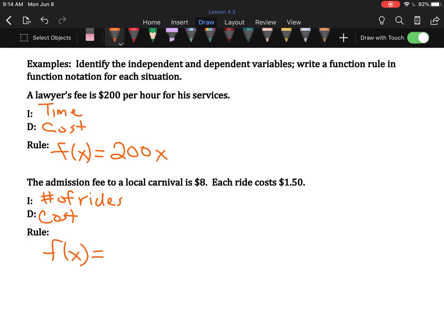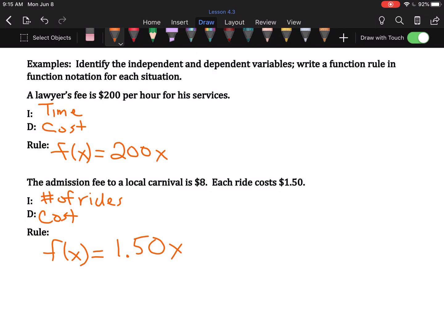Well, let's deal with the independent variable first, that number of rides. And for anybody that's had me for pre-algebra and we got to chapter 11, you're about to recognize slope-intercept form. Each ride is $1.50. So you're going to pay $1.50 for each ride. And how many rides? We don't know. That's x. So $1.50x.